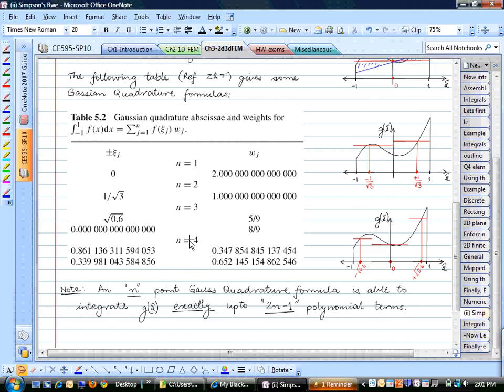So similarly, you have many more numbers actually in the table. You can go up to whatever order you want. But typically we do not use more than 3 or maximum 4 points when we want to use these numerical quadratures. Okay.